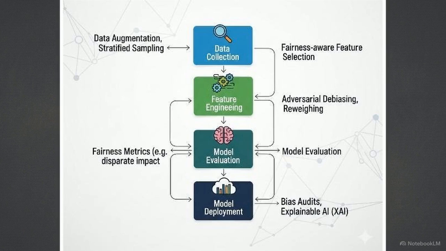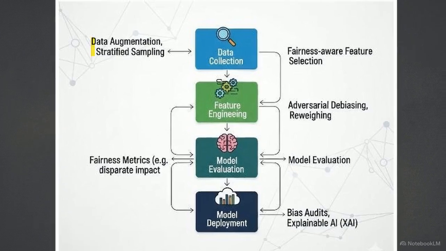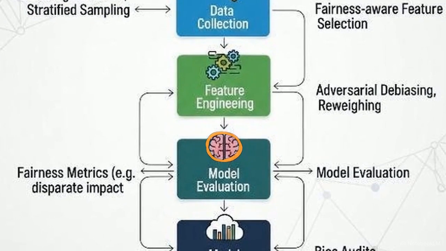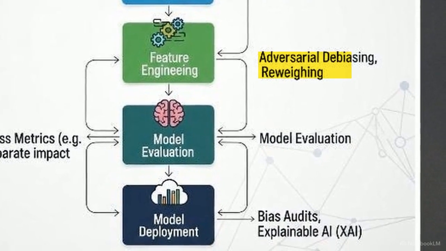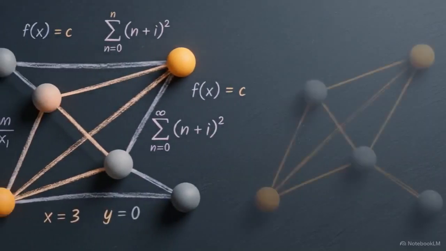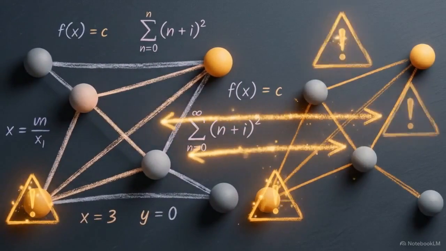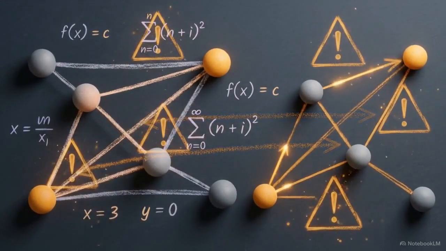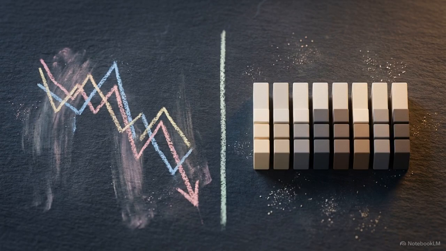This flowchart illustrates the three-stage pipeline required to systematically mitigate these risks. In the pre-processing stage, engineers use data augmentation and stratified sampling to balance the training sets before the network ever begins its calculations. The in-processing stage involves modifying the model's learning objective to prioritize fairness. Engineers can use adversarial debiasing, where the main network is penalized if a secondary network can successfully guess sensitive attributes, like race or gender, based on its predictions. This forces the loss function to minimize error while simultaneously maximizing demographic neutrality.